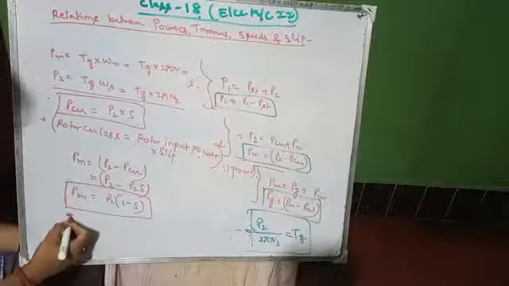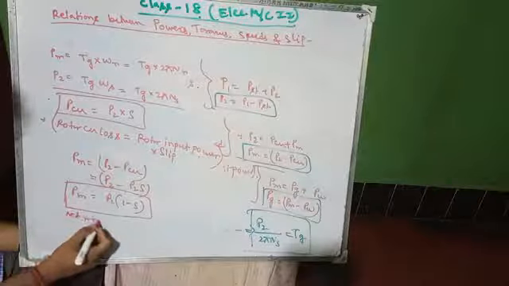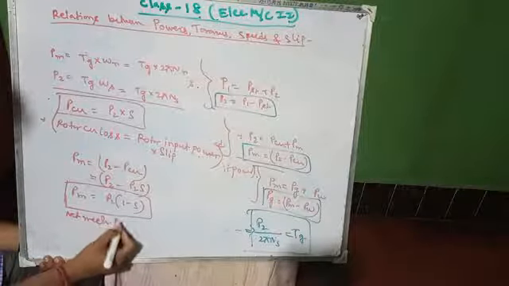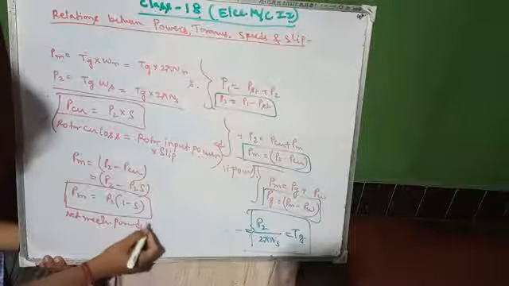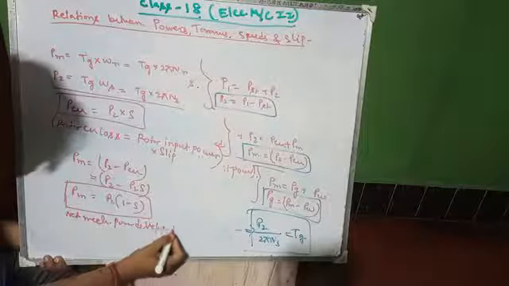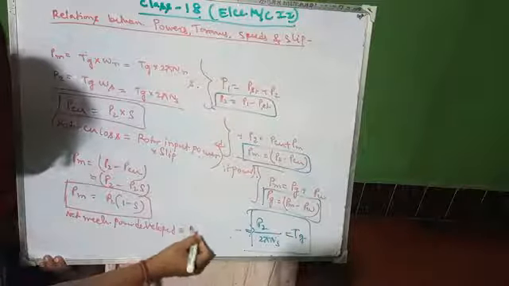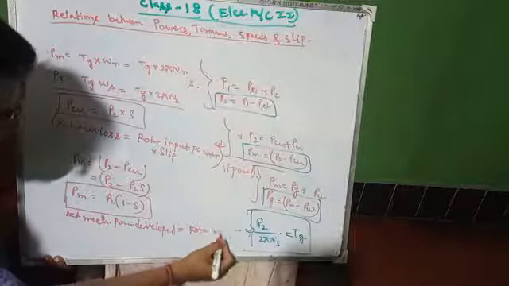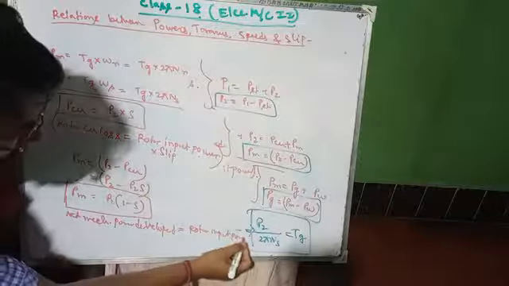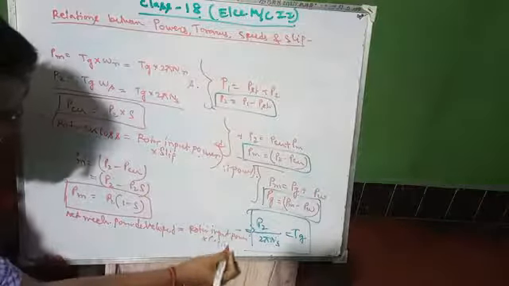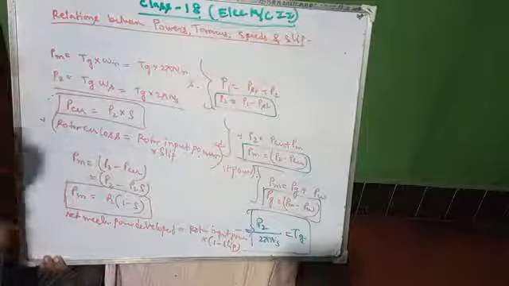Pm equals P2 into 1 minus S. That will be the net mechanical power developed. Mechanical power developed equals rotor input power into 1 minus slip. Okay.